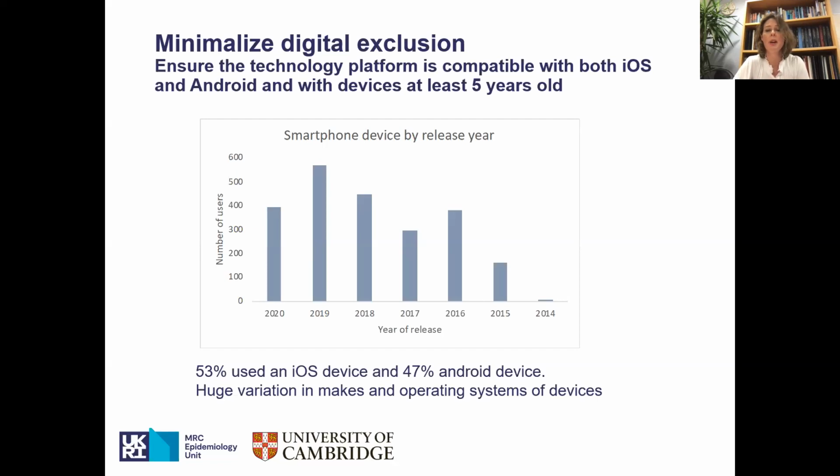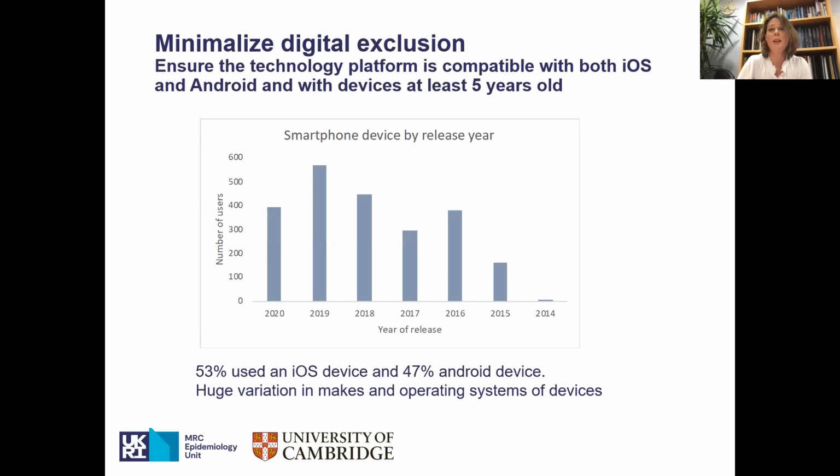I think an important point I'm sure we're going to come across a lot in the questions is about minimizing digital exclusion in these studies. And I think a really important learning for us was ensuring the technology platform is there. As you know, we worked with Huma on their bespoke app for this, and it was developed for both iOS and Android. Some studies have started with iOS only, and I think it's important to note here that in this study, we saw an almost 50-50 split between iOS and Android.